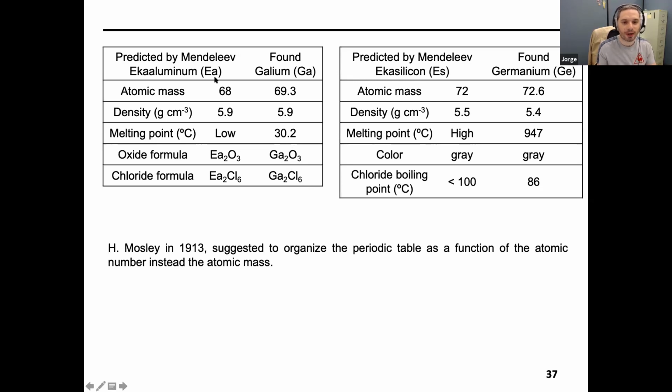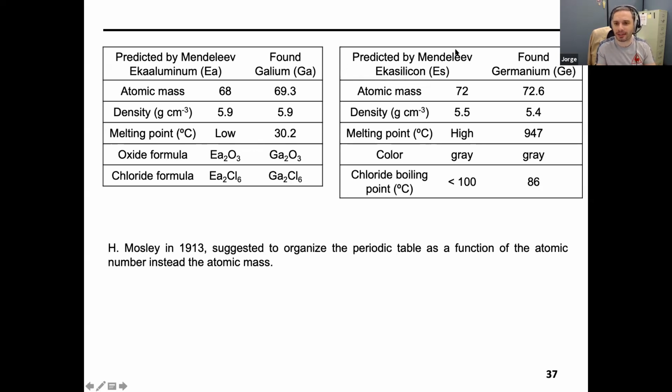So that's why Mendeleev is very famous. Looking at the common properties of the elements in the same column of his table, he was able to make predictions, and those predictions matched really well what was found later. And that is the characteristic of a good theory: a good theory is able to predict things that were not discovered yet.